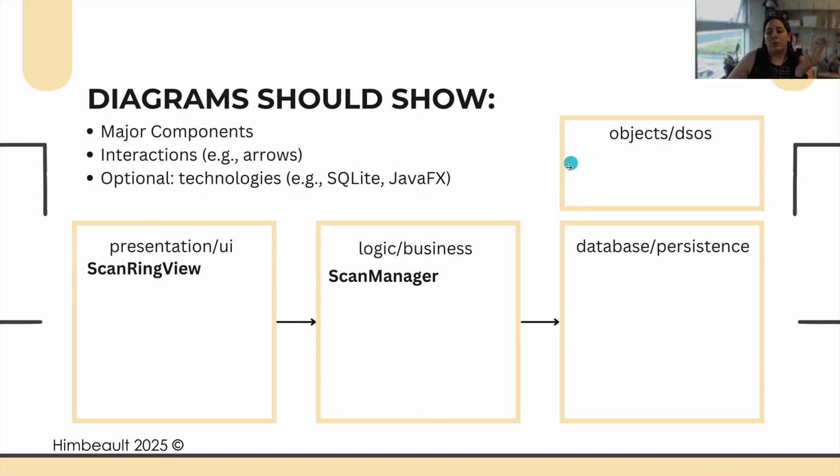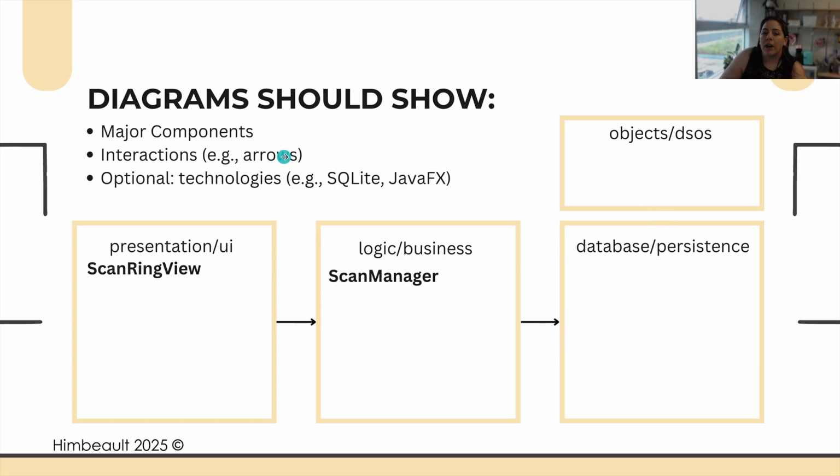And then very often we also end up with a fourth package up here of data storage objects, or just an objects or models package with any bare bones object that we might need to use, with our getters in it and stuff like that. So our diagram really just shows these major components and then the interactions between them.